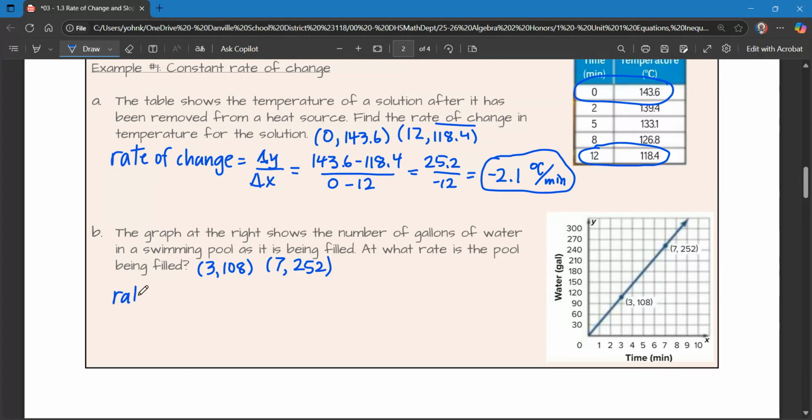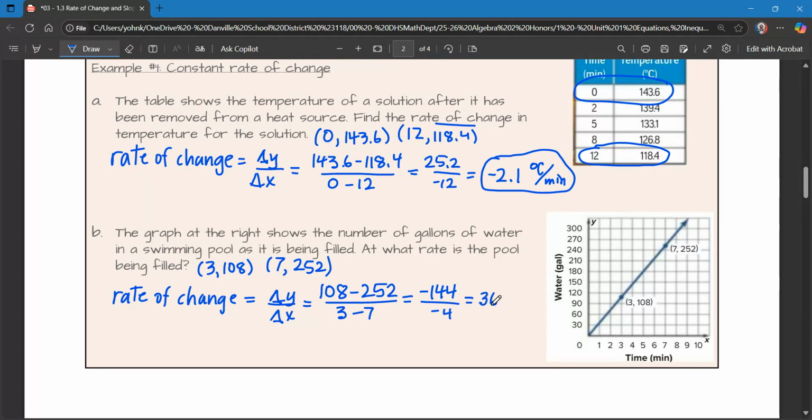So to calculate the rate of change, we're going to do the change in y's over the change in x's. So subtract the y's on top, 108 minus 252, over 3 minus 7. So this gives me a negative 144 on top and a negative 4 on the bottom. Divide those, you get 36.